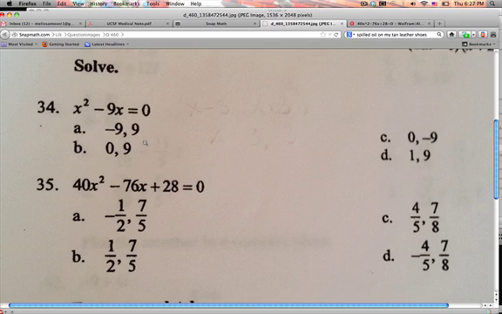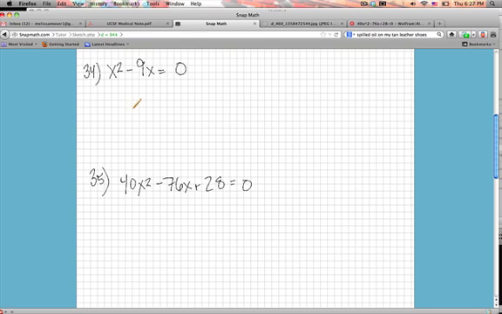So I see that we're going to be solving 34 and 35. Let's go ahead and take a look at 34 first. That's going to be the easier problem. It's just going to involve some simple factoring.